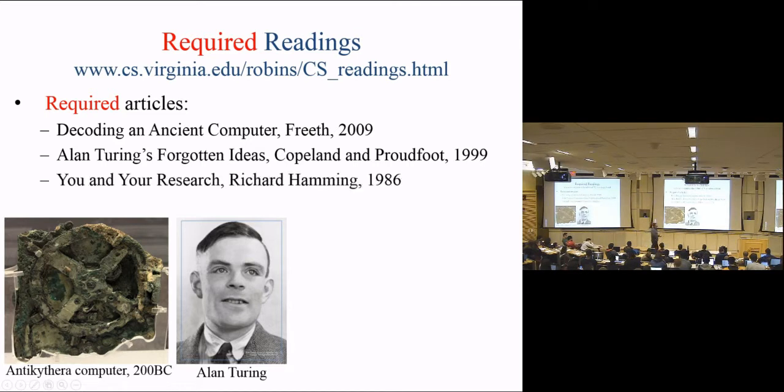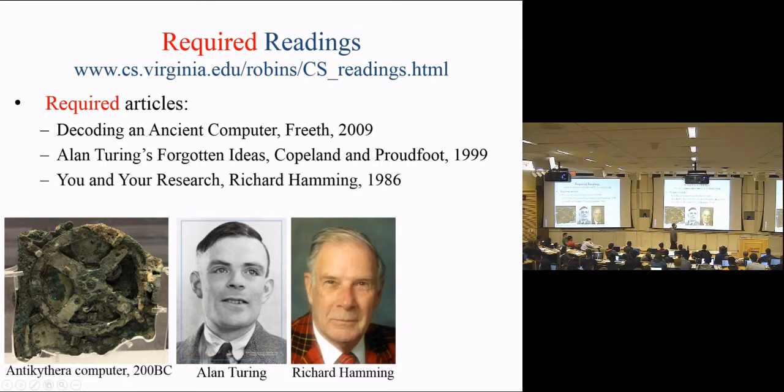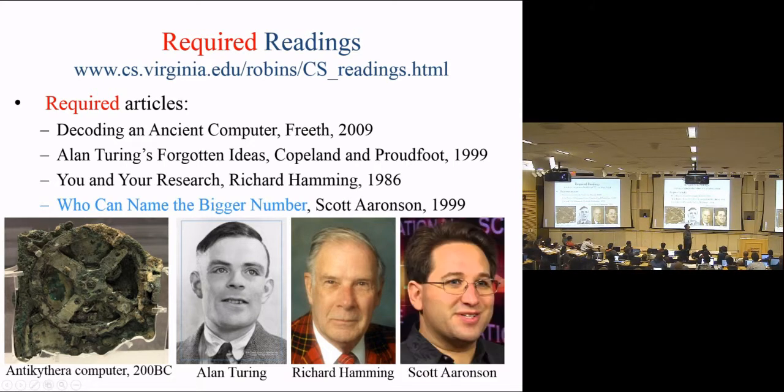Of course, Alan Turing, the big hitter in computer science, there are a lot of articles about him, and even the ideas that people have forgotten that he's done are also very, very amazing. Not just the ones that we all know about, that he helped save us from the Nazis during World War II by breaking the Enigma code, right? How many have seen The Imitation Game? That whole movie was about that. Pretty amazing. And of course, Richard Hamming, there's an article about you and your research. Scott Aaronson, who can name the bigger number? So these I want you to read, and the rest you can pick and choose as optional.